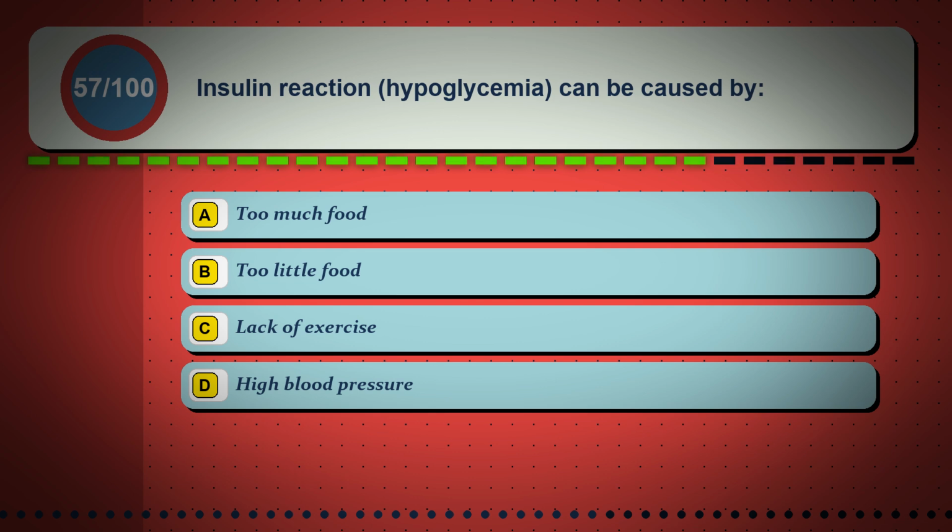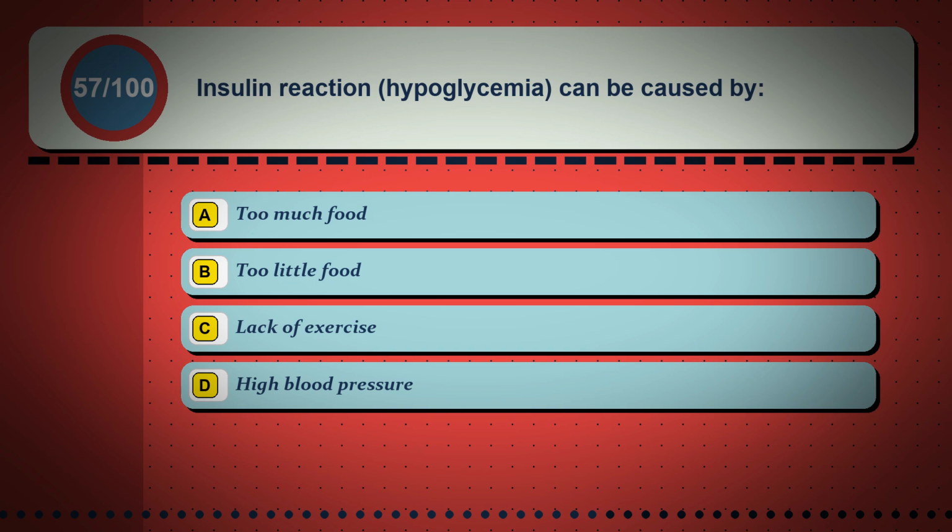Question 57. Insulin reaction, hypoglycemia, can be caused by: Option A, too much food. Option B, too little food. Option C, lack of exercise. Option D, high blood pressure.